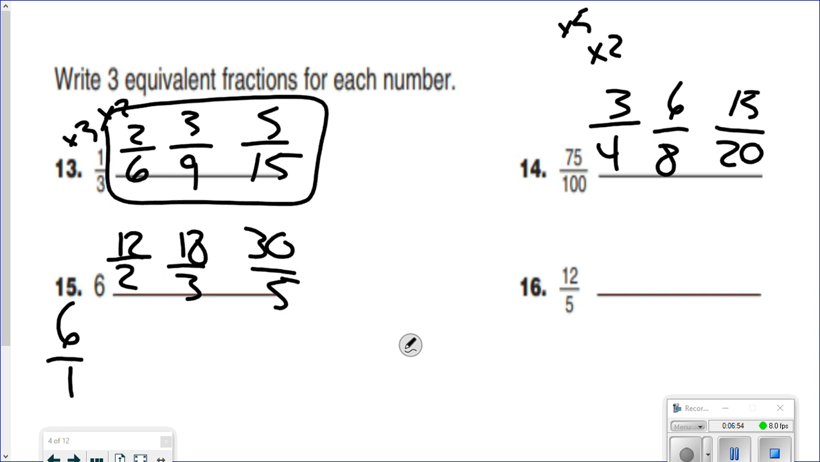Because if you take a look here, when we're trying to solve and work backwards, this essentially means 12 divided by 2. That equals 6. 18 divided by 3 is 6. 30 divided by 5 is 6.